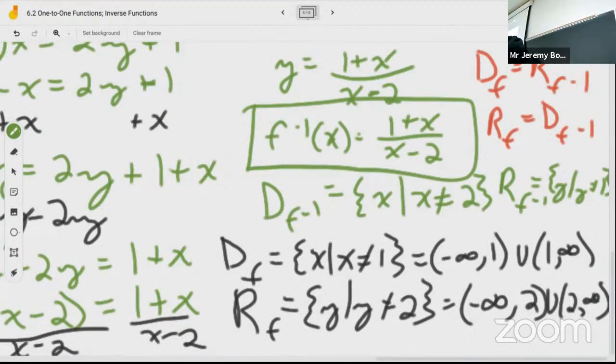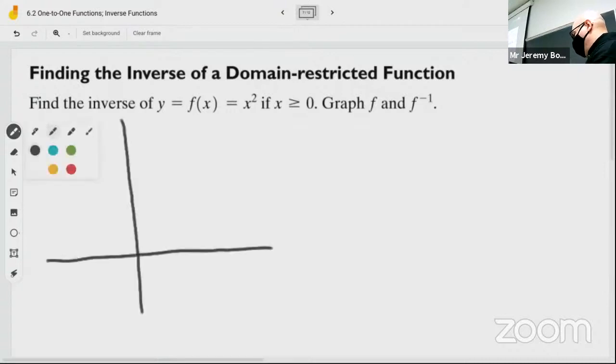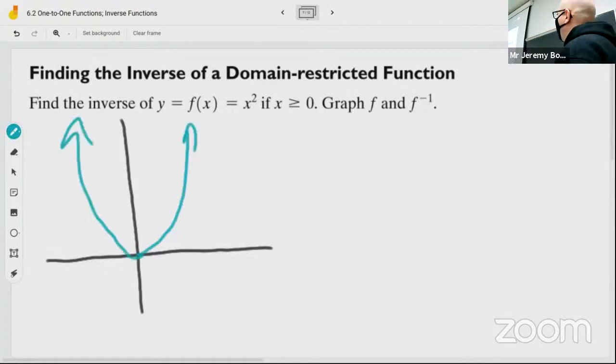Oh, we're good. Let's see what we got. I think I cleared that page. Remember that I said for you to find the inverse, the function needs to be 1 to 1, because if it's not, the inverse that you find will not be a function. And if we look at the graph of x squared, we kind of know what it looks like, right? It's a parabola that opens up. Pretty basic. The vertex is at the origin.